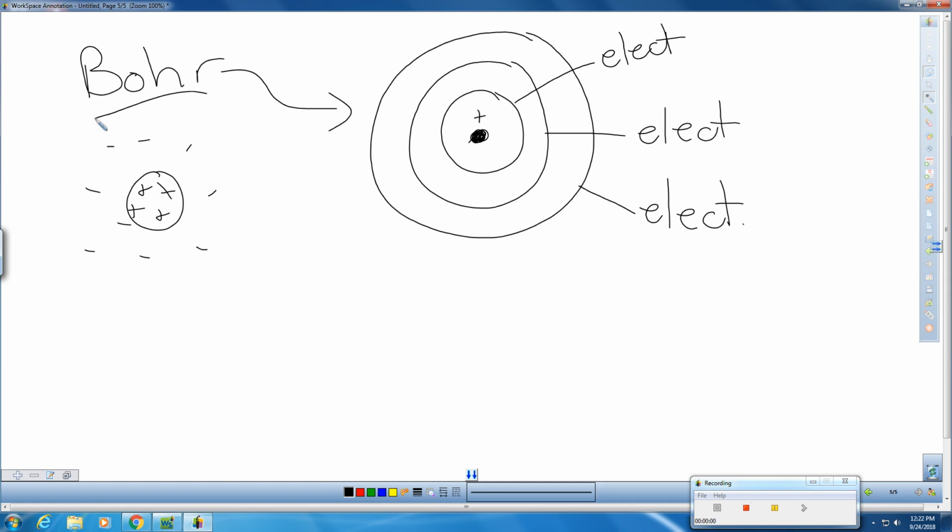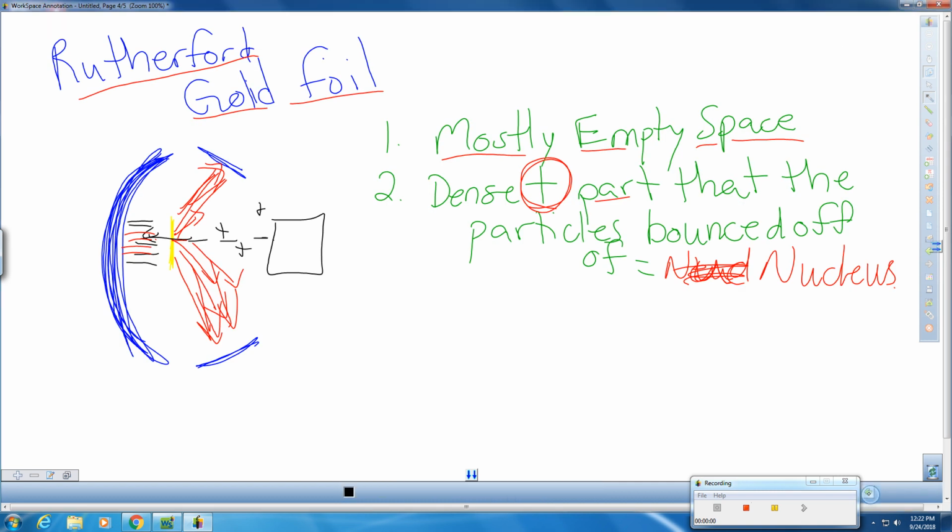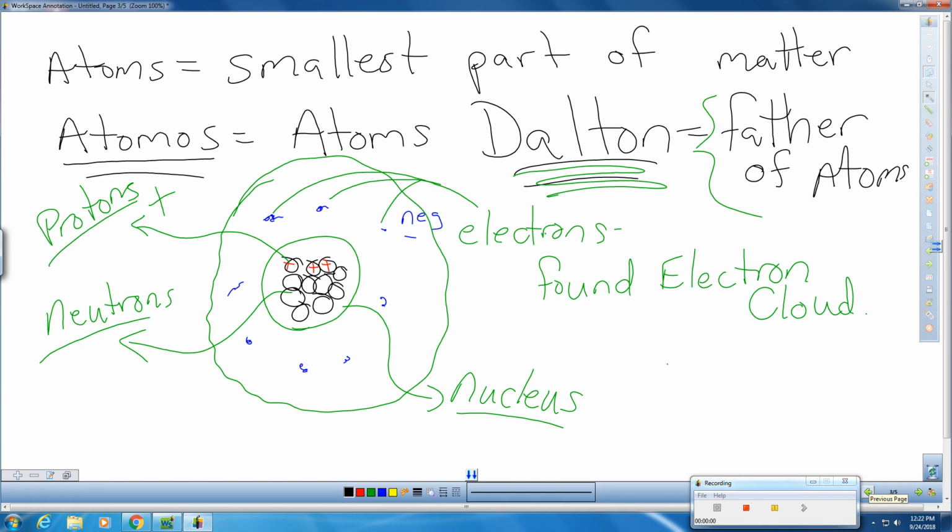So Rutherford helped us discover the positive nucleus. From there, Bohr took the positive nucleus and started to put in the levels. These levels will become important when we start talking about bonding, because we need to know how many electrons are on each level. Again, just a little bit about atoms, some of the things that you should be familiar with in terms of atoms and their parts.